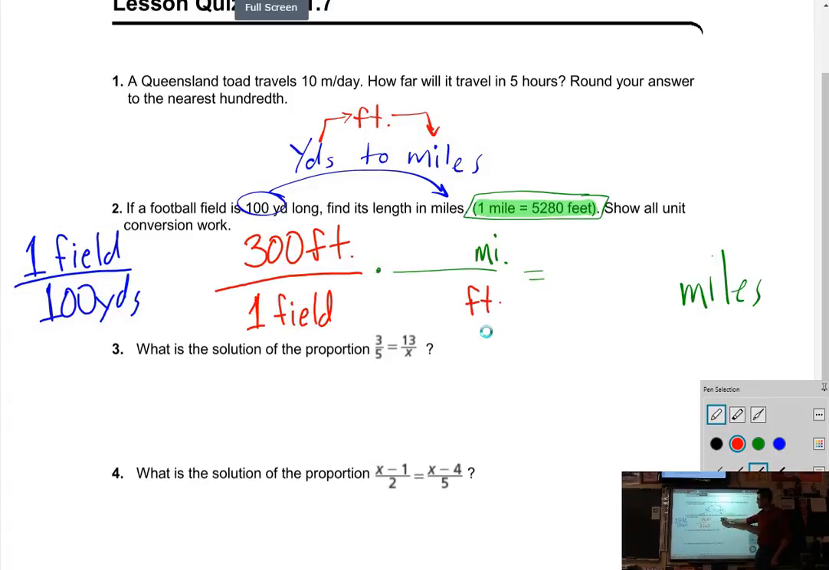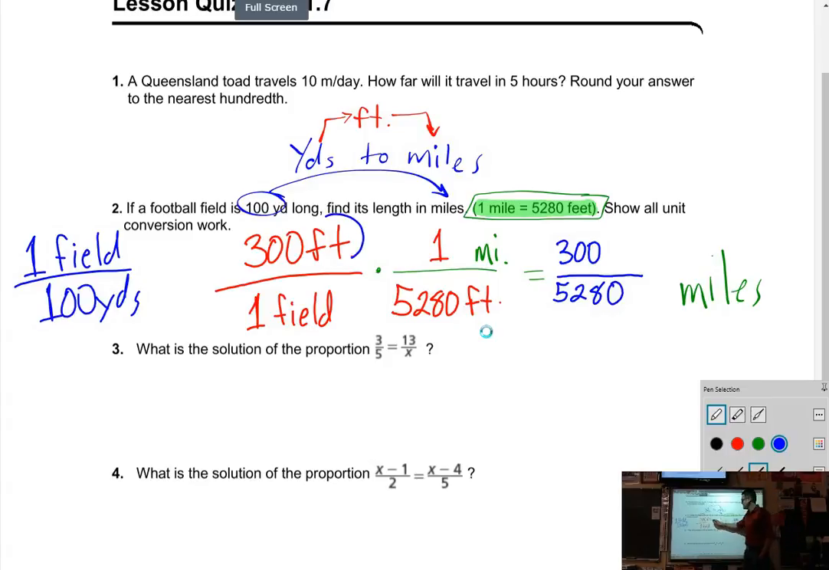My conversion ratio is that 1 mile equals 5280. If you've never heard that before, 5280 is feet in the mile. So this leaves me, we'll change colors again, with 300 over 5,280.